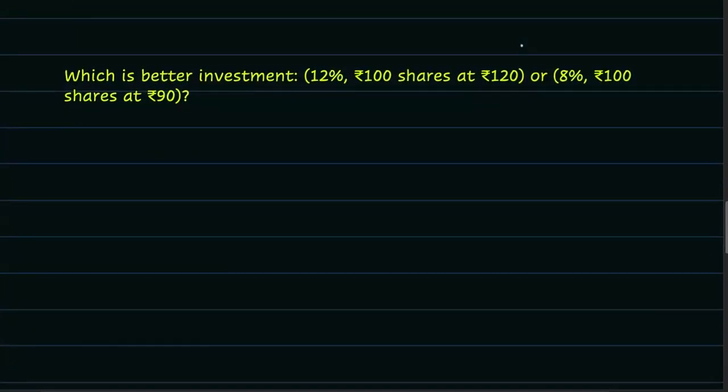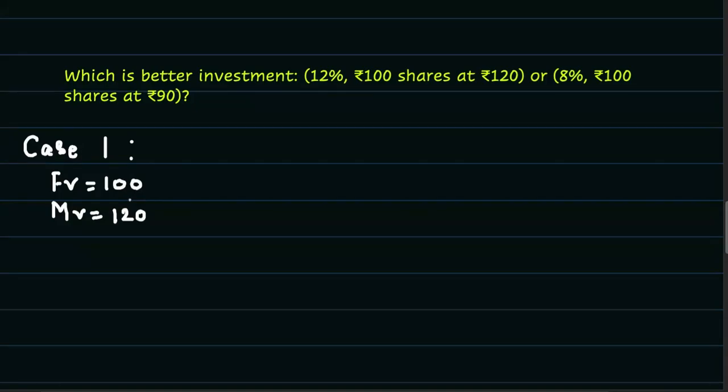Moving on, which is the better investment? 12% 100 rupees shares at 120 rupees or 8% 100 rupees shares at 90 rupees. Okay, so let's compare both the cases. Case 1. In case 1, what is happening? 12% 100 rupees share means face value is 100. Premium you are giving 20 rupees and market value is how much? 120.